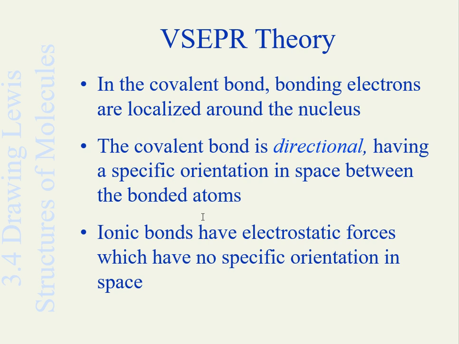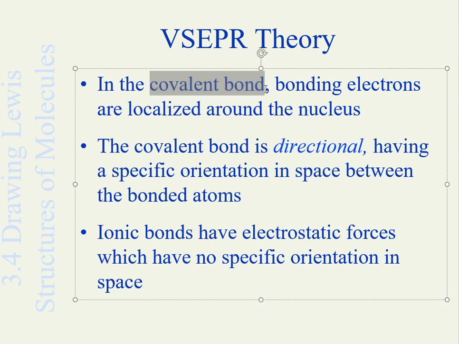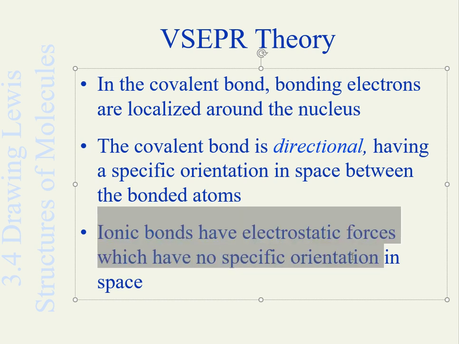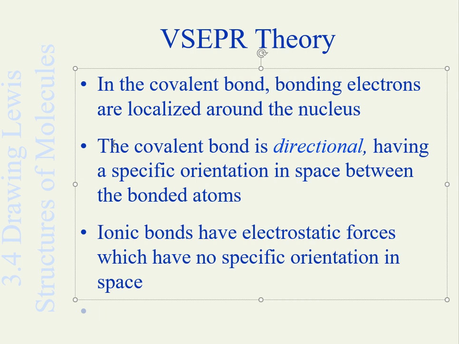And when we use the VSEPR theory, we are basically looking at the covalently bonded compounds, where the covalent bond is directional, having a specific orientation in space between the bonded atoms. It will all make sense when we look at actual bonds. On the other hand, ionic bonds have electrostatic forces with no specific orientation in space. That's why when it comes to ionic compounds, we don't use the VSEPR theory to predict a shape for the molecule. But when a compound has two atoms bonded with covalent bonds, that's when a shape arises because the bond is directional.